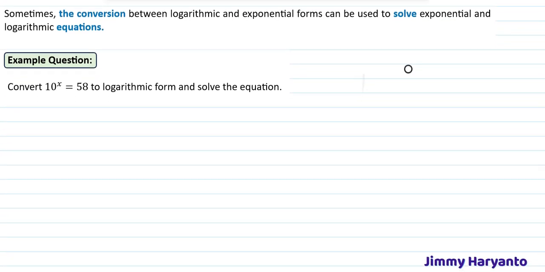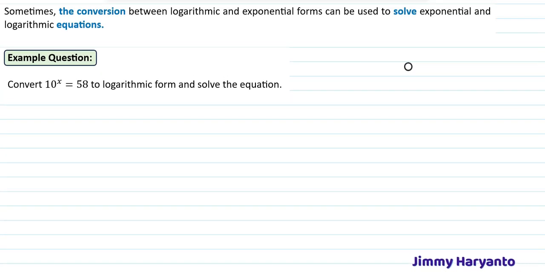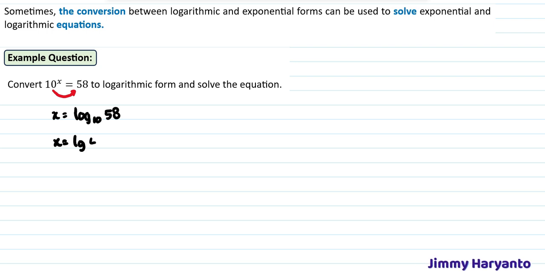Convert 10 to the power of x equals 58 to logarithmic form and solve the equation. I often say this to you that when you have 10 to the power of x, you can move the 10 to the right hand side and it will become a logarithm. So x equals log base 10 of 58. And because it's log base 10, you can write it as log 58 or lg 58. This is the conversion.